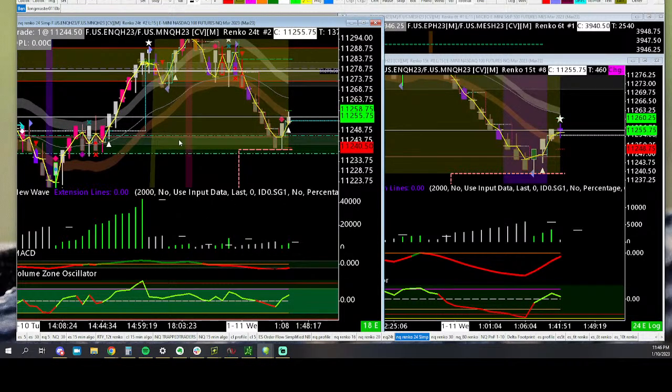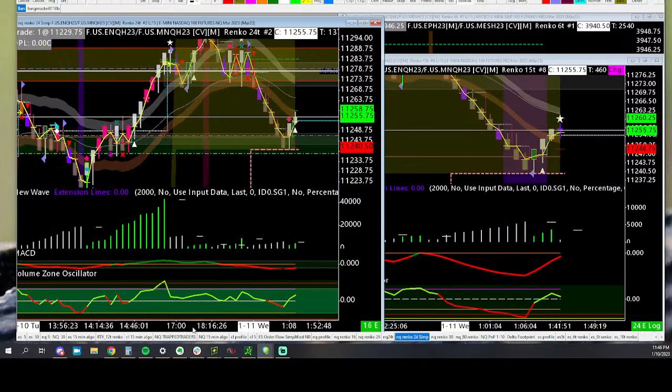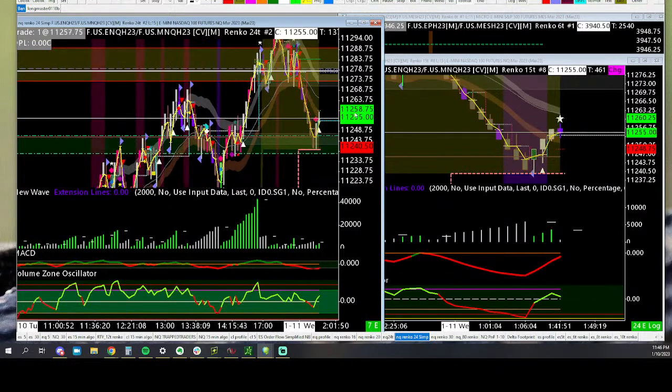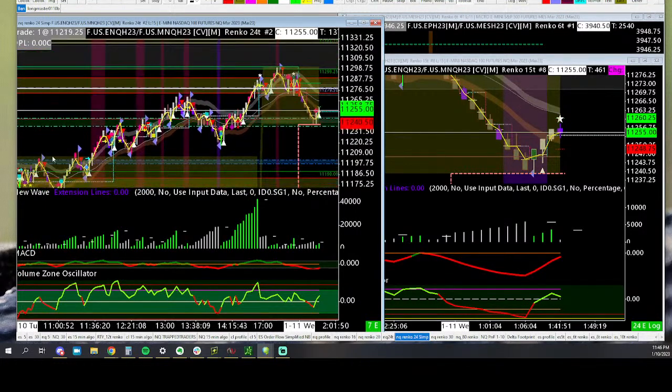So what's going on here, and why did I get long after this big drop? So what's happening is, first of all, big picture, we're bullish, right? We've been bullish for a bit. Here, I'll show you on the chart that everyone recognizes.